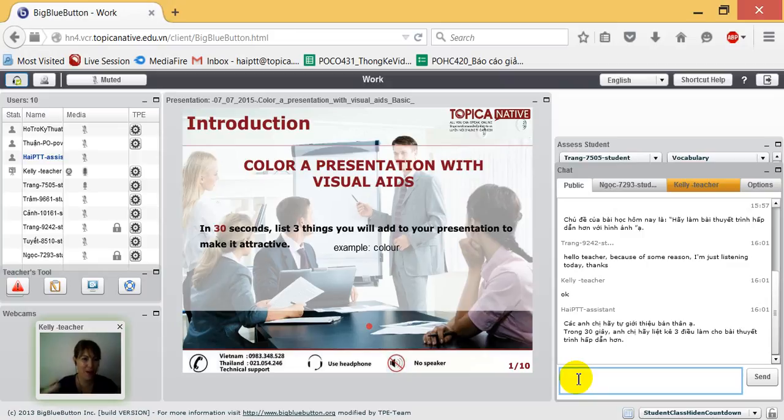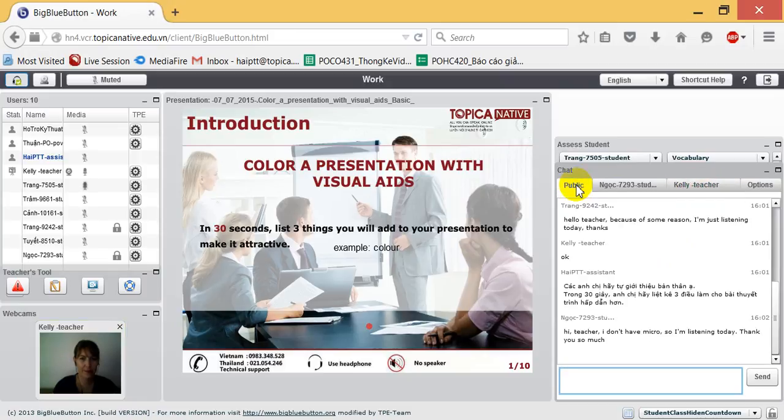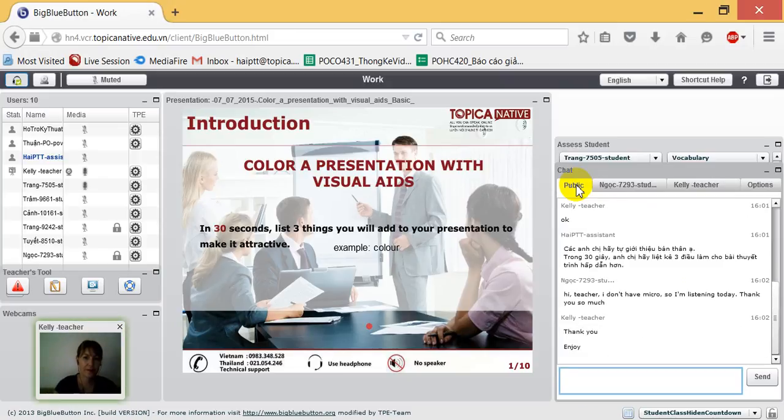And so when putting together a presentation, what are some things you could do to make it more attractive? Yeah, I think to make my presentation more attractive, I will add some images or some charts, and sometime maybe I will add video, picture. So pictures, charts, and video. Yeah, those are great ideas. Okay, excellent. Thank you, Trang.